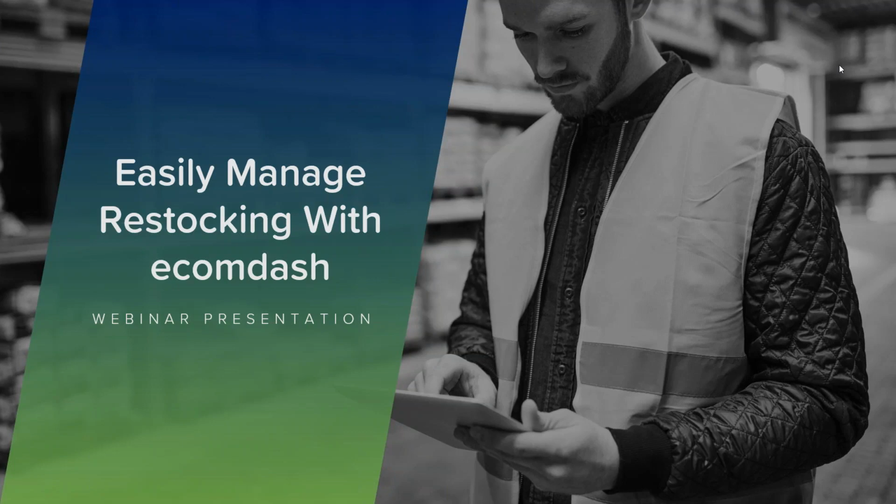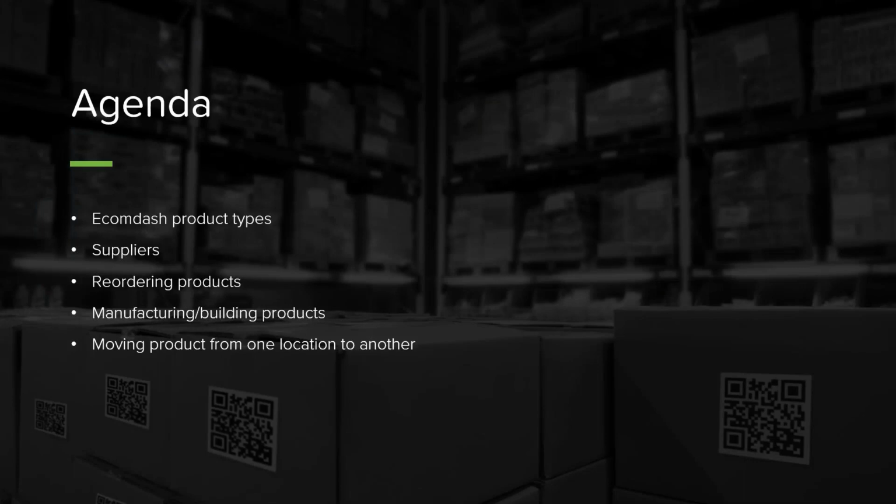So we'll start out here with the first slide. Normally I like to go over a little bit of what we're going to be looking at today. First, when we're talking about reordering and the various ways to do so, it's normally good to go over the different product types in Ecomdash. It's pretty general. If you've been using Ecomdash, you're probably familiar with this, but I feel it is a good place to start since different product types are reordered in different ways. We're then going to go over suppliers, what they're used for in Ecomdash, and how to set them up.